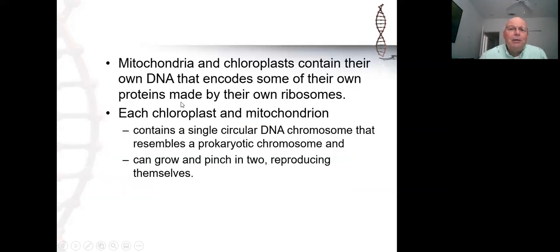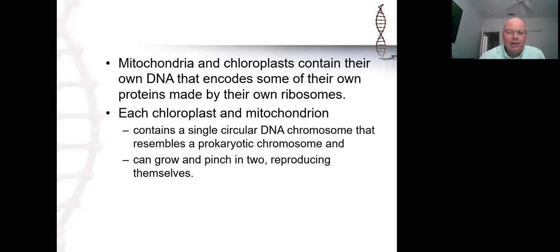What is interesting about mitochondria and chloroplasts is that they seem to have a lot of features that are very bacterial in form. They have their own DNA, and it's circular DNA, like bacterial DNA. They have their own ribosomes, and the ribosomes of chloroplasts and mitochondria are of the same type as bacterial ribosomes. And they have the same properties.